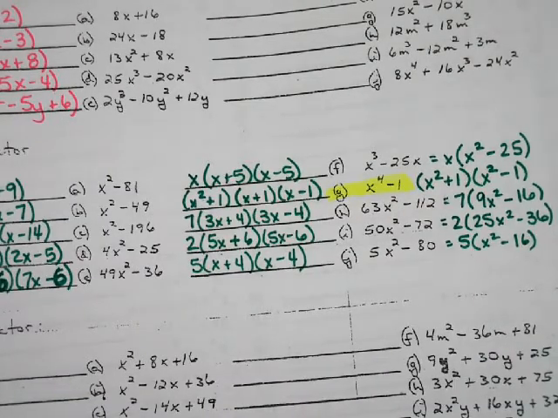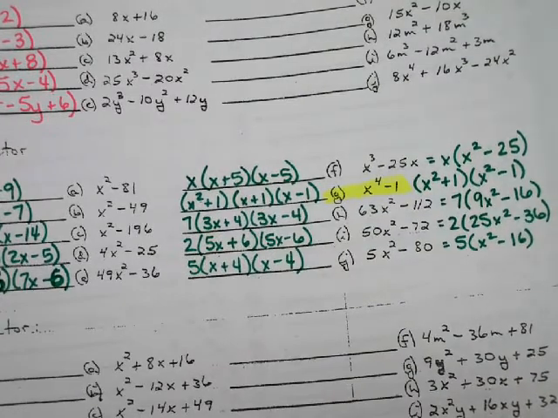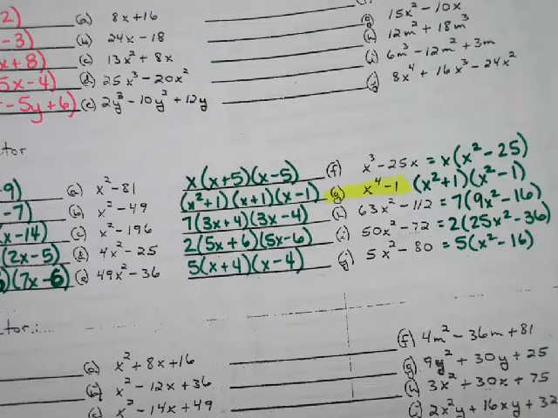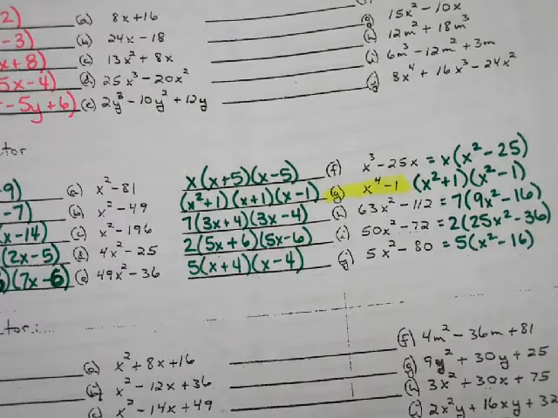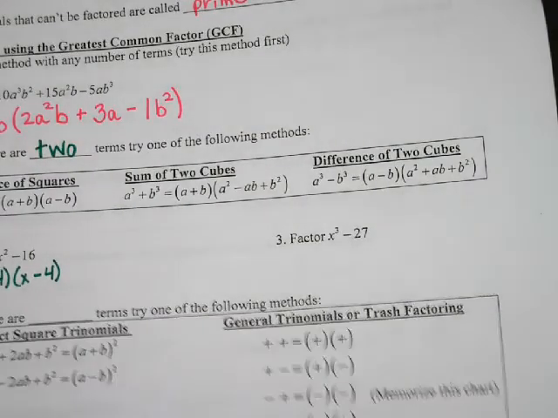Okay, questions on difference of squares? So for I, you should have gotten 2 times 5x plus 6 and 5x minus 6. And then for j, you can pull a 5 out, so you get 5 times x plus 4 and x minus 4. Okay, switcheroo. Let's go back to your notes.